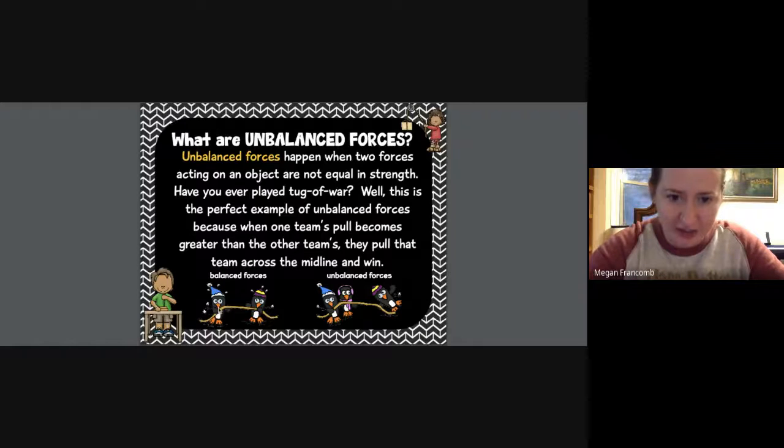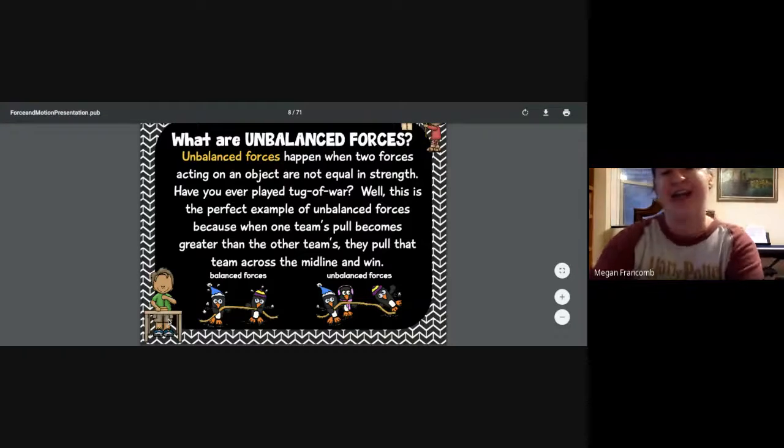So when you look here, it looks like these two penguins have the same amount of strength. No one's winning this game of tug-of-war. Over here, these two penguins are pulling the third penguin and are winning. So let's watch a quick video to show us the example of tug-of-war.